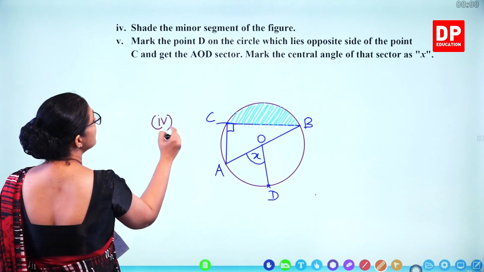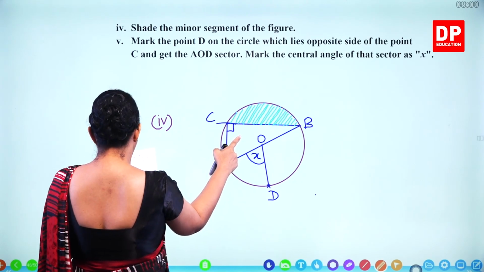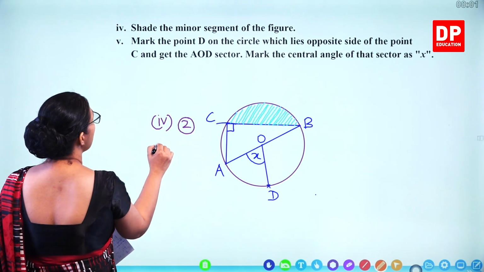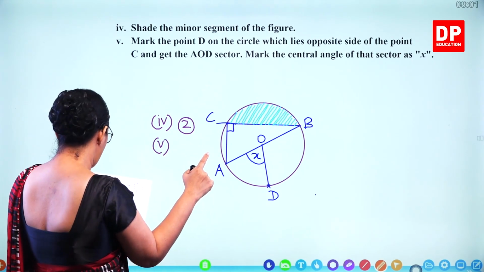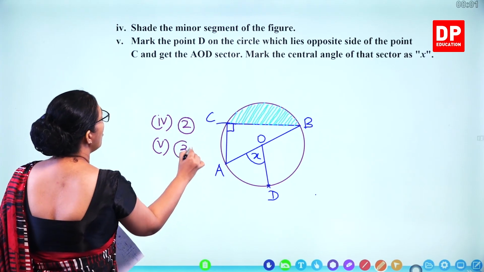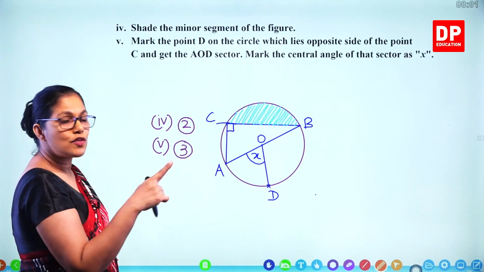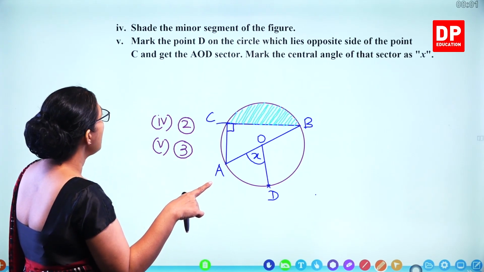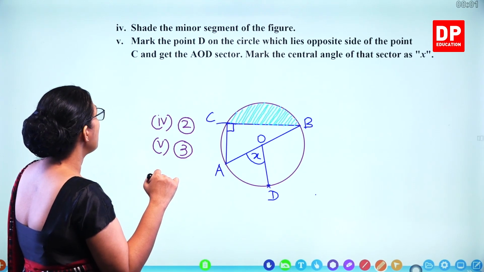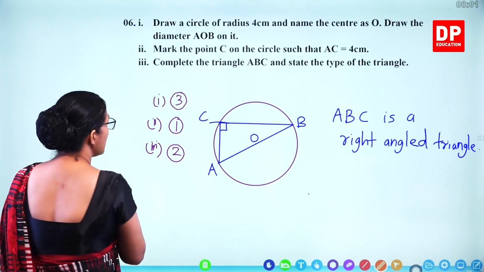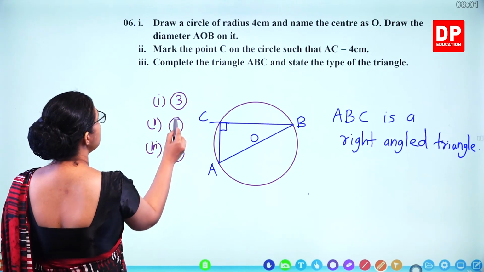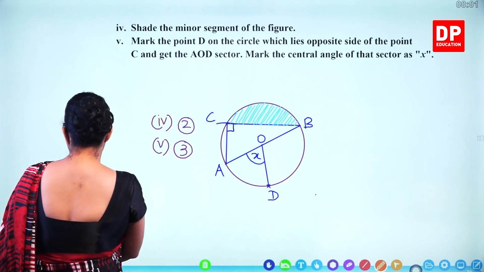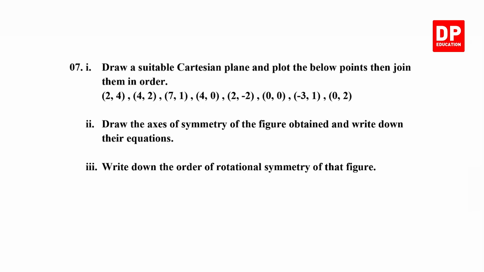And then the fourth part, you are getting 2 marks for shading the minor segment, and the fifth part, you are getting 3 marks for taking a point opposite to C as D and then marking the angle as X. 3 marks. So 3 plus 2, 5, 8, 9, 11. 11 marks for this question as well. Let's take the last question.